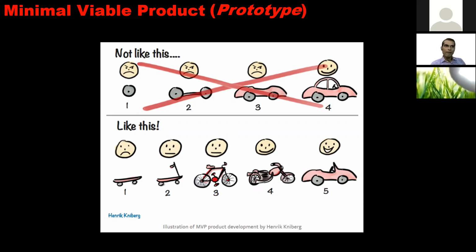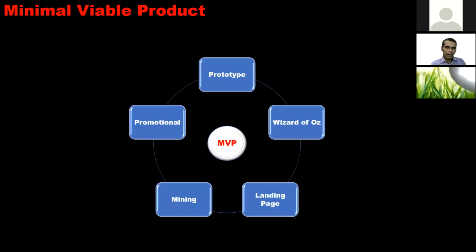But minimum viable product is not just a prototype. There are other ways also you can validate your hypothesis. So these are 5, and it's not limited to these 5. There are numerous others. But for the benefit of this small discussion, let's go ahead with these 5 ways.